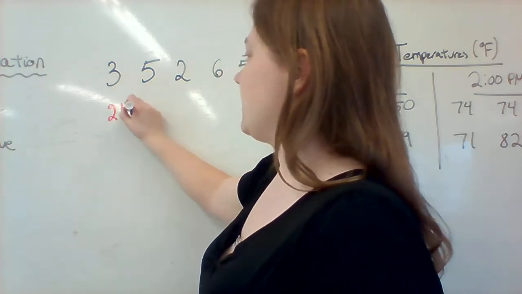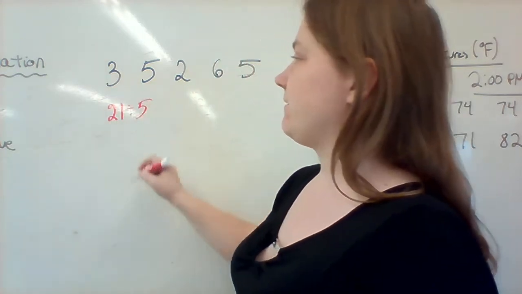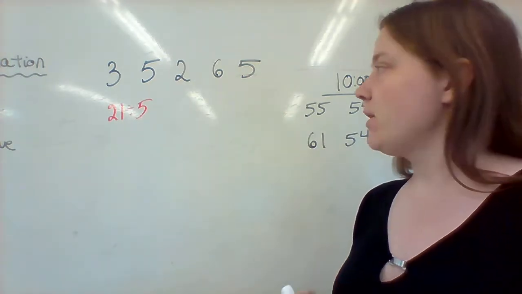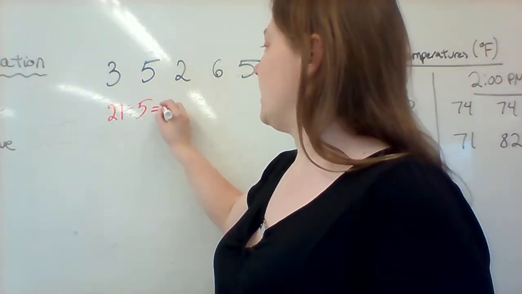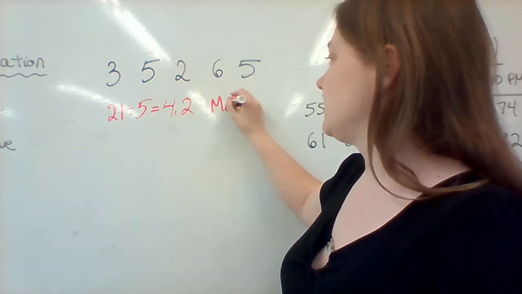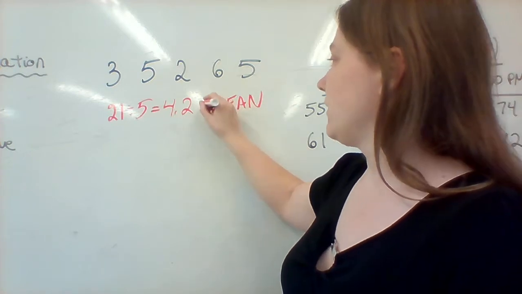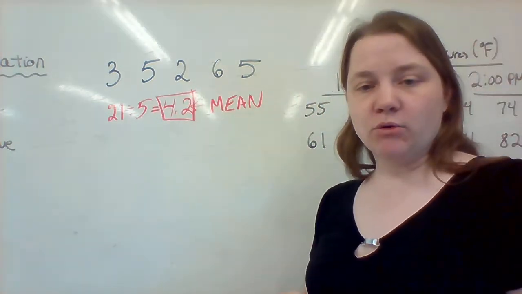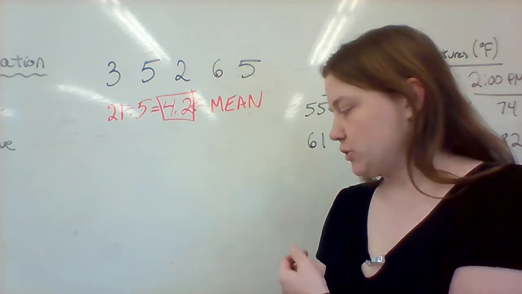And I'm going to take that number and divide it by 5 because there are 5 numbers that I've just added up. 21 divided by 5 is 4.2. And that is my mean. 4.2 is the mean, and that's going to be an important number for us to keep track of.